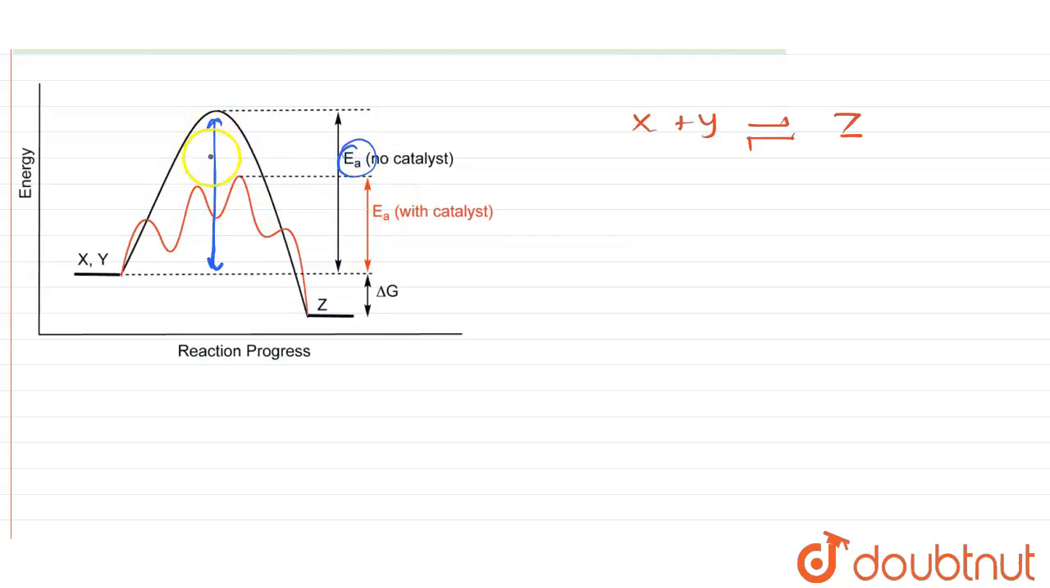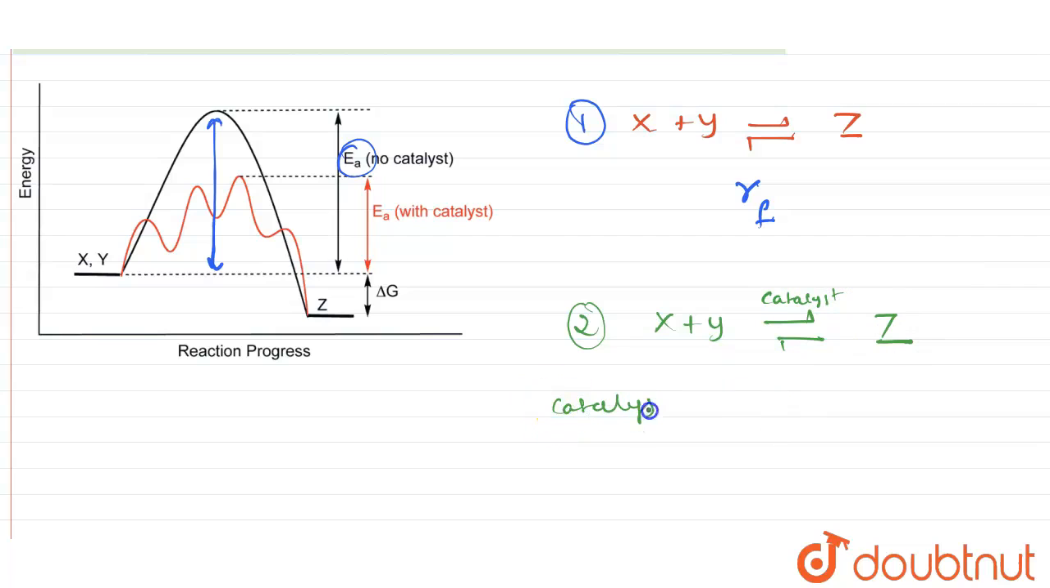Now what happens is, without the presence of catalyst, the activation energy is quite high. But once the catalyst is added to the reaction, what happens? Suppose the rate of the reaction is RF for the first reaction without catalyst. Now for the second reaction, the reactants are the same, X plus Y at equilibrium in presence of catalyst, giving Z. So what is the use of this catalyst?